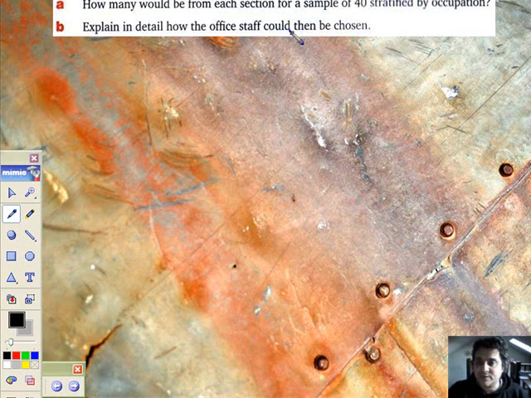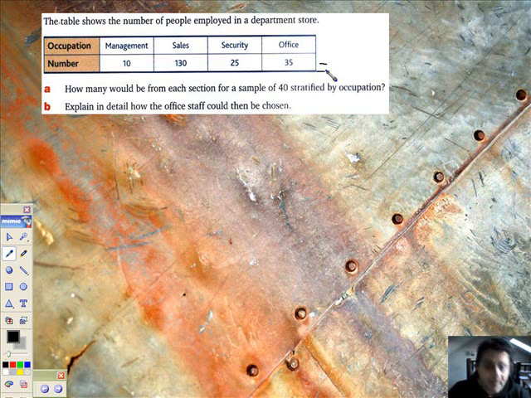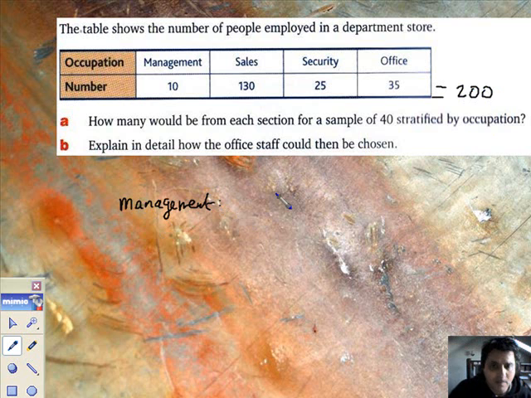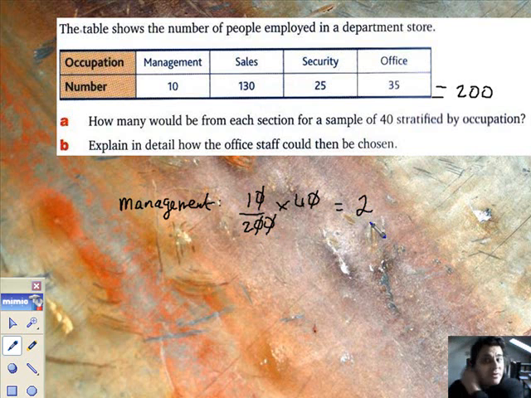And so let's get the total first of all, so we know what to divide by. So I've got 10 plus 130 is 140, 25 security, and 35 office staff, 200 staff. So starting with the management, I require this fraction of 40. Is that alright? I'll do this with that calculator, I'm sure. Here we go. 1 times 4 is 4, divided by 2 is 2. So I'm required to interview or select 2 from management, and that's the appropriate size sample for that particular stratum.